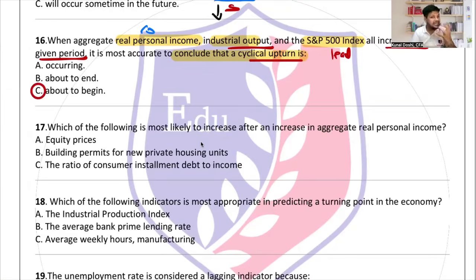Understood? Increase in all the indicators together, whether leading, lagging, or coincident, when all of this is happening together, that means it's the beginning of a new cycle. You're probably entering into a new cycle. Understood? Correct? It's not occurring, it is about to change. Whenever there is going to be a change, all of the indicators start flashing together.